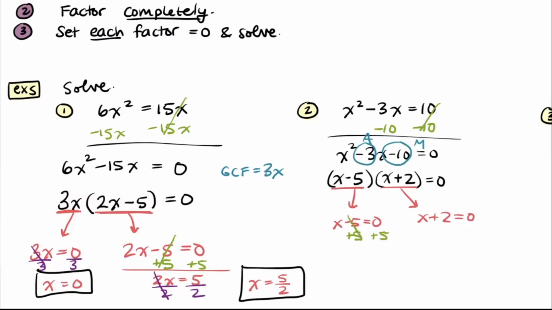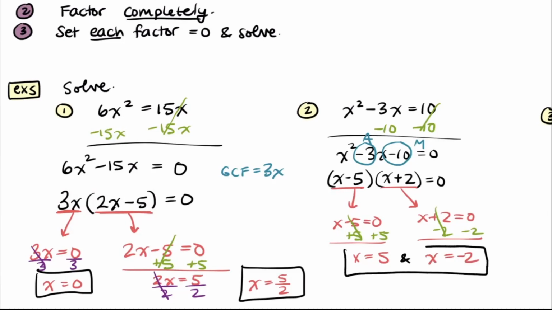First one, we do plus 5 on both sides. That gives us x equals 5. Second one, we do minus 2 on both sides. And that gives us x equals negative 2. And again, both of these are answers, so we take both of them, 5 and negative 2.